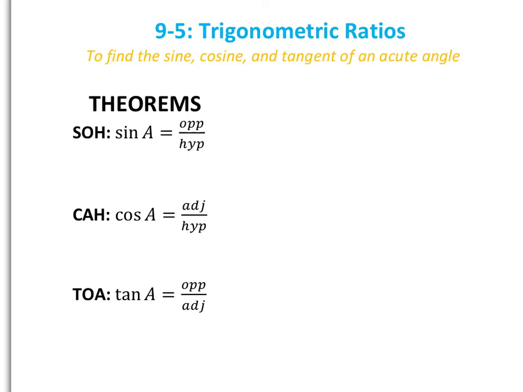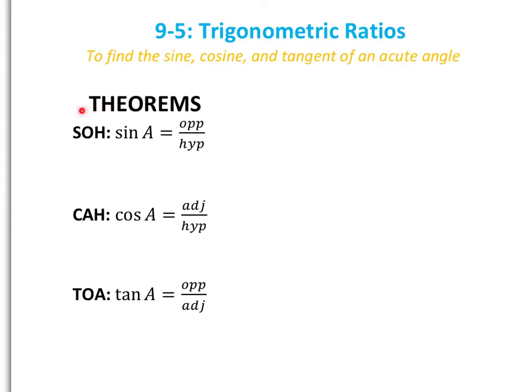Hey guys, so we're going to get into the trig portion of the geometry class right now. This section breaks down the basic three trig ratios, okay? They're called sine, cosine, and tangent. Basically, they're functions that compare sides of a right triangle through ratios, okay?